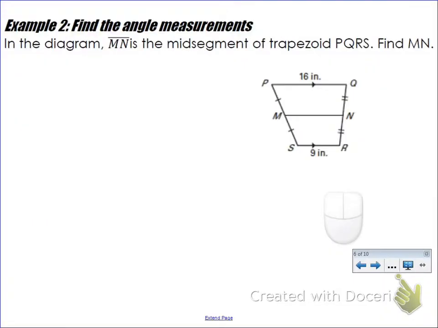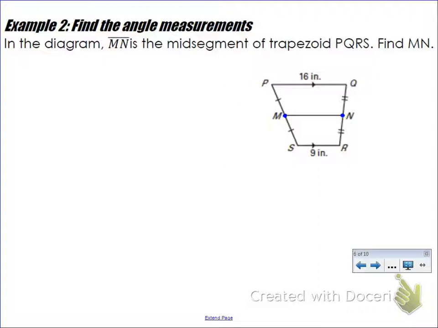So in example number 2, we're going to go ahead and apply our midsegment theorem. So given this trapezoid, PQRS, and we're given that M is a midpoint of PS, and we're given that N is the midpoint of QR. So that makes MN a midsegment.